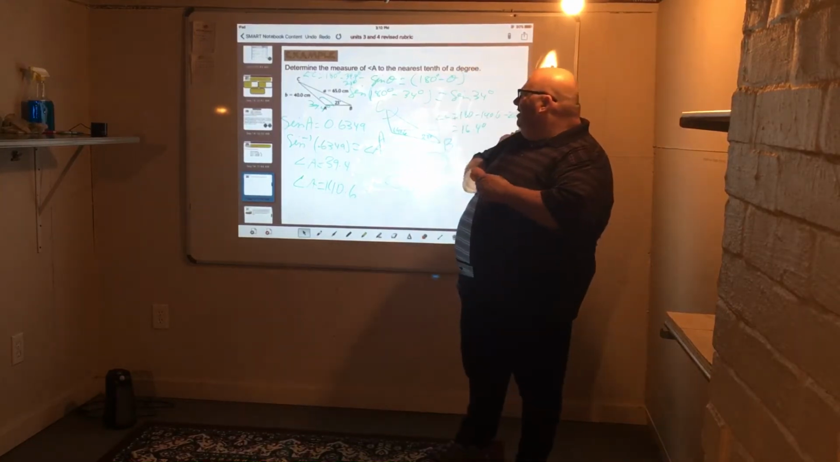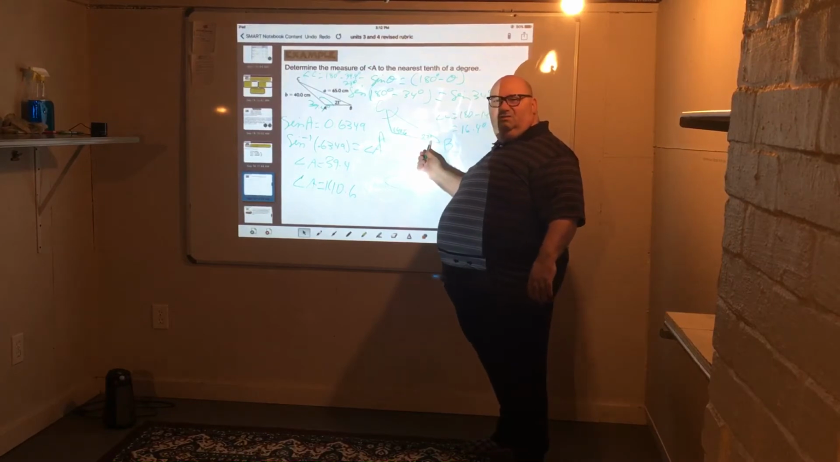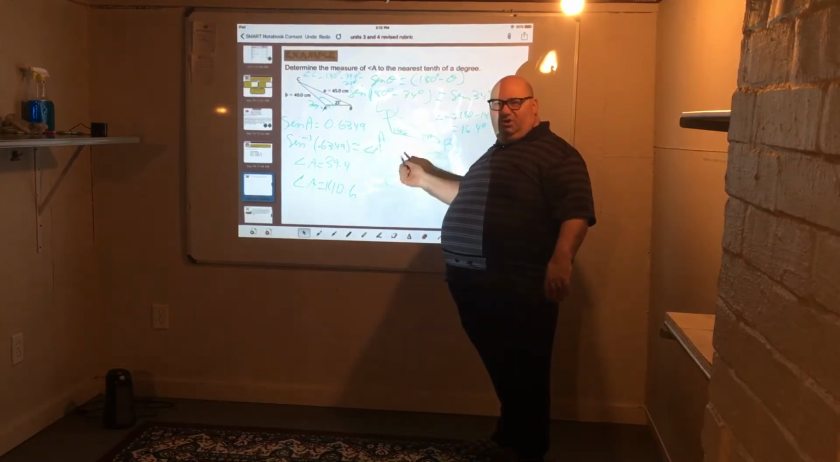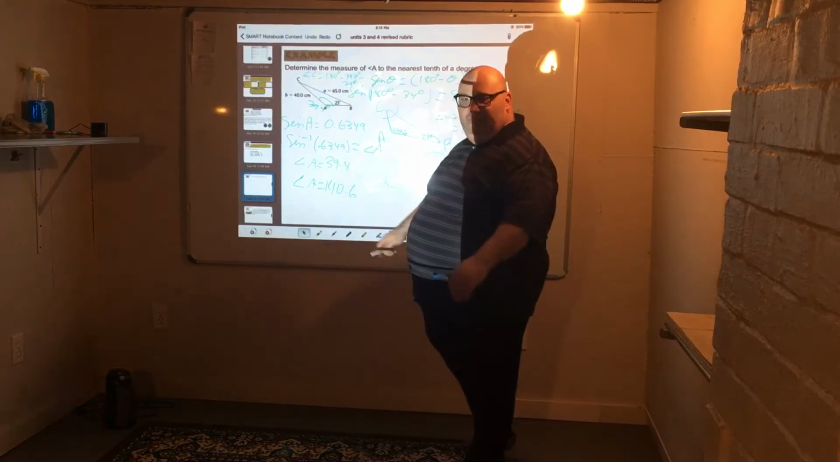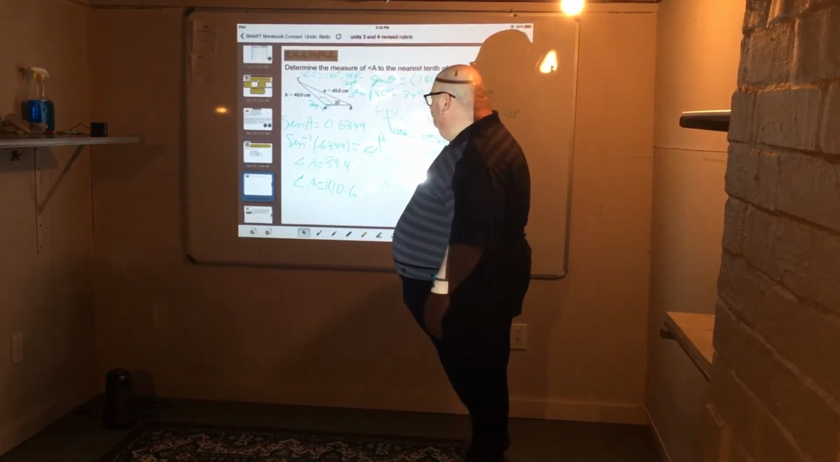Right. Why did I take 180 degrees and subtract these two angles? Because the triangle has 180 degrees. Right, because inside the triangle, all the angles of a triangle add up to 180 degrees. We know that law from previous examples. Yeah? Yep. Awesome. All right.